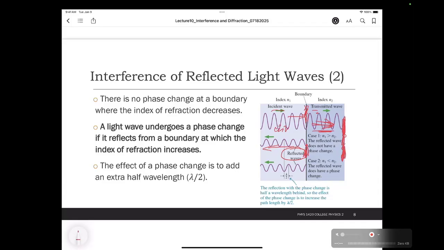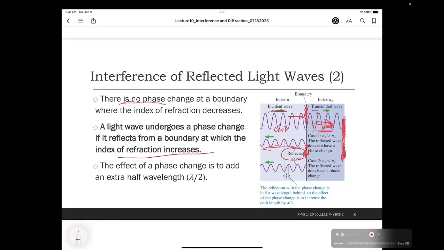So there is no phase change at a boundary where the index of refraction decreases. This is one of the features. A light wave undergoes a phase change if it reflects from a boundary at which the index of refraction increases.